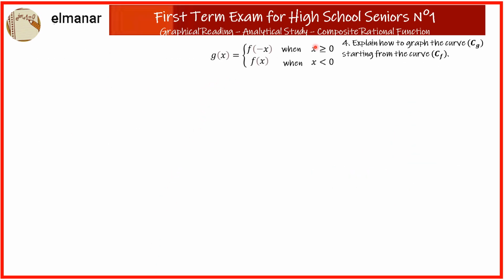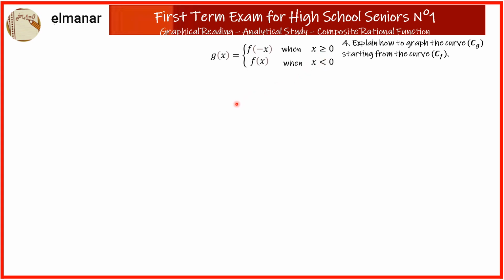Four. Explain how to graph the curve CG starting from the curve CF. Purpose of the graphical study. The goal is to draw the representative curve of the function called g, which is defined from another function f using a symmetrical transformation. This function g is described as even, meaning it exhibits axial symmetry with respect to the vertical axis, known as the y-axis.